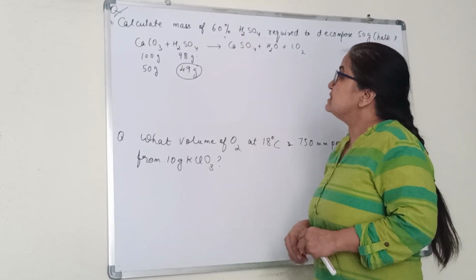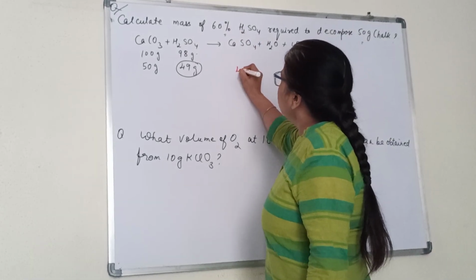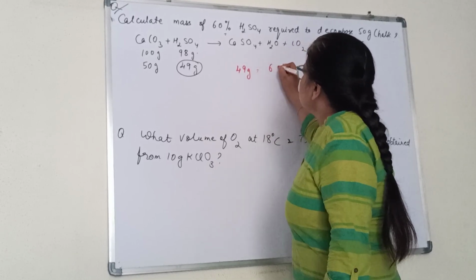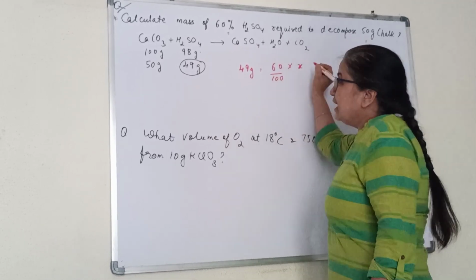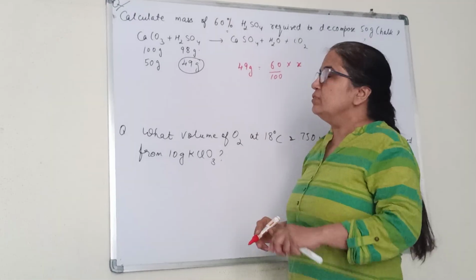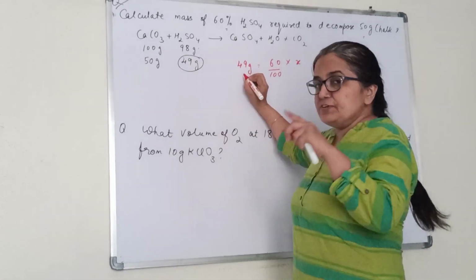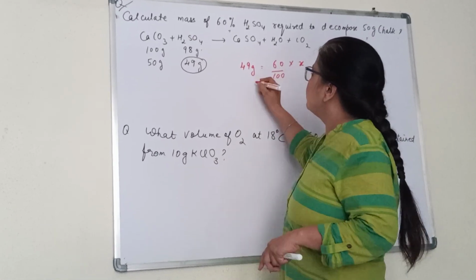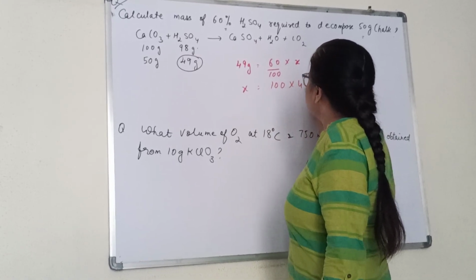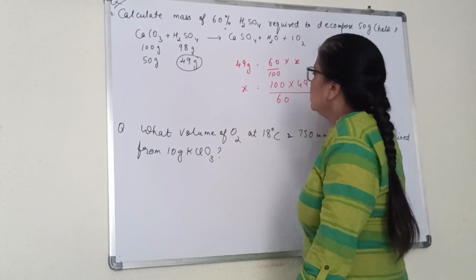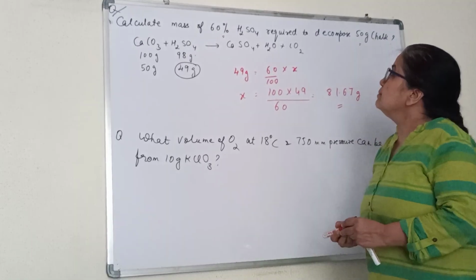But now in this question it is saying that it is only 60% pure. So how to find that? The 49 gram is 60% of some X value, that we have to calculate. Obviously, if it is not 100% pure, the amount required will be more than 49. So 49 gram is if it is 100% pure, so 60% of X is 49. X will be equal to 100 into 49 divided by 60. So you will get the answer as 81.67 grams.